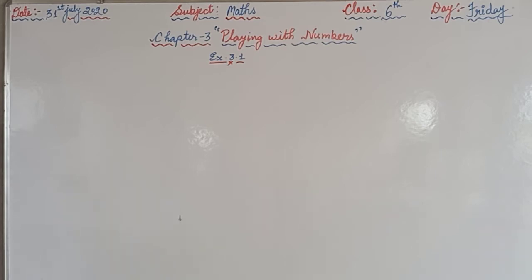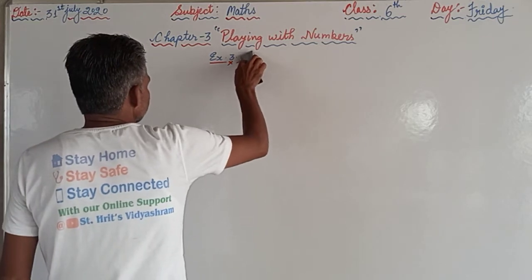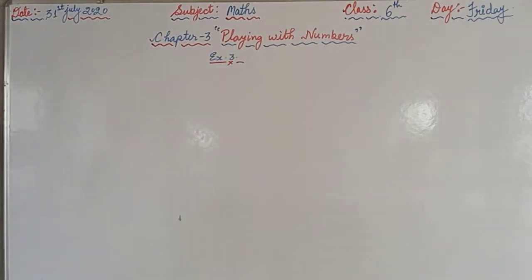So this is question number third of exercise 3.1. In this way our exercise 3.1 is complete. Now before 3.2 we are supposed to discuss two new terms, that is prime numbers and composite numbers.